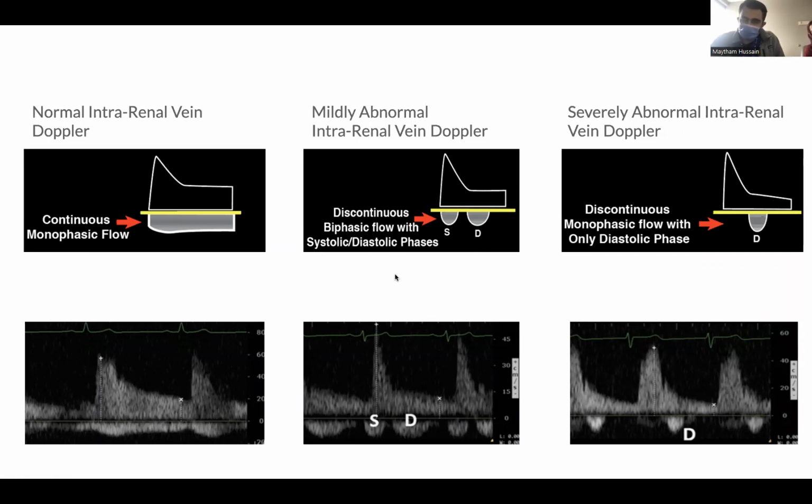With mild intrarenal congestion, you'll get splitting of an S wave and D wave, and get biphasic flow during systole and diastole. And here you can appreciate that you get help from this arterial waveform as well, because you can see here is when systole is occurring, and you can make that distinction between systole and diastole. There's interrupted blood flow in the venous system here. And then when it's severely congested, all you'll get is this diastolic flow without any systolic flow.